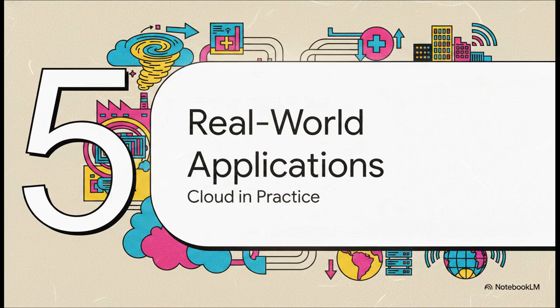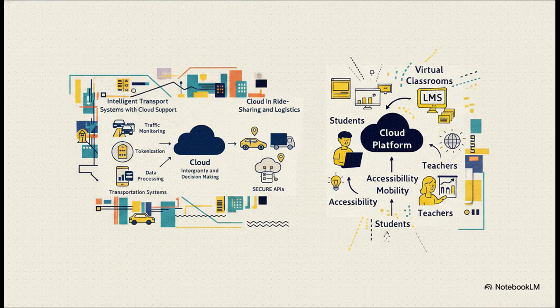All right, let's jump to Section 5, Real-World Cloud Applications. It is so wild to see how the exact same foundational technology can simultaneously power vastly different sectors. Just look at this. On the left, massive cloud resources are managing intelligent transport systems. We're talking about secure APIs processing millions of geolocation points every single second just to manage ride-sharing logistics and monitor global traffic flow in real time. Then on the right, that exact same scalability and global accessibility is what makes modern education happen. It's powering massive learning management systems and virtual classrooms that anyone can access from anywhere. The cloud provides the raw computing muscle, but how you apply it, that's literally limitless.